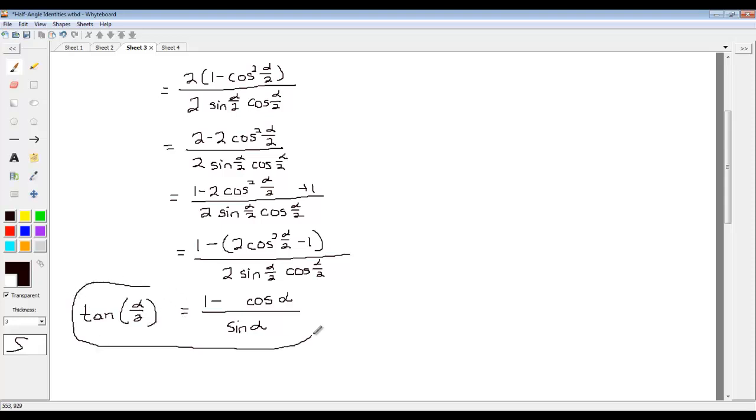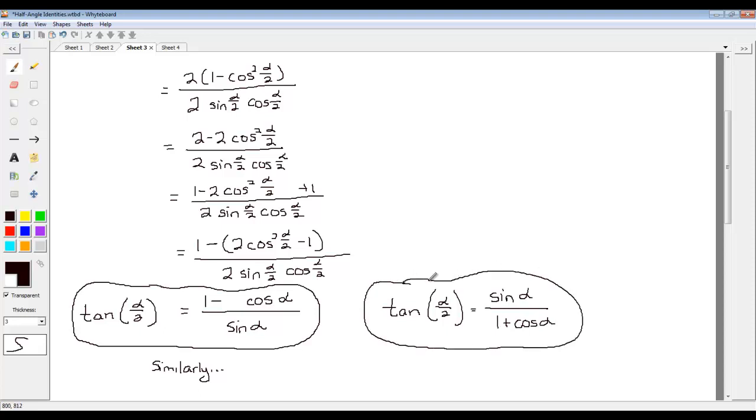And the beauty of that formula is you don't have a square root, you don't have a plus minus to worry about. You just don't have any signs to worry about. You just put in your cosine alpha and your sine alpha, and you can figure out tangent of the half angle. And you can do something similar, you can get that tangent of alpha over 2 equals sine of alpha over 1 plus cosine alpha. That formula also works so that you don't have to worry about figuring out whether it should be positive or negative. So that's kind of cool.